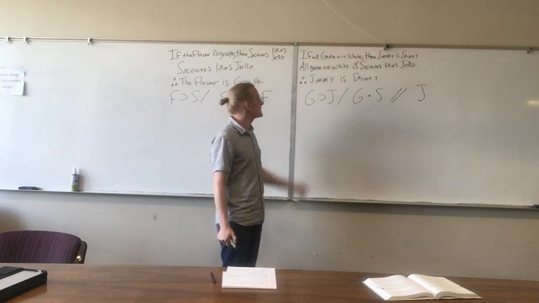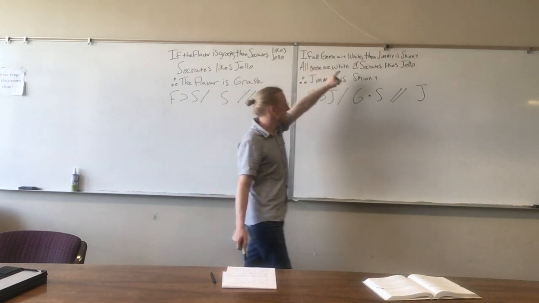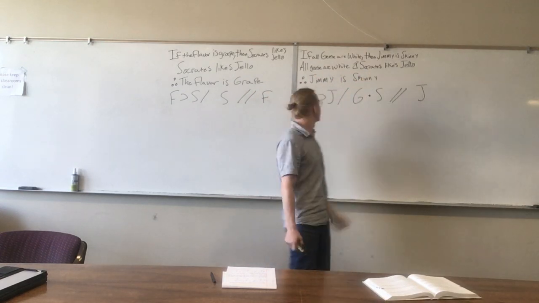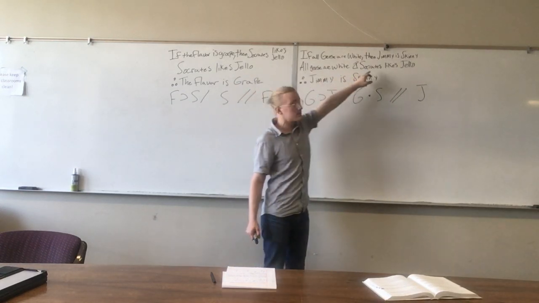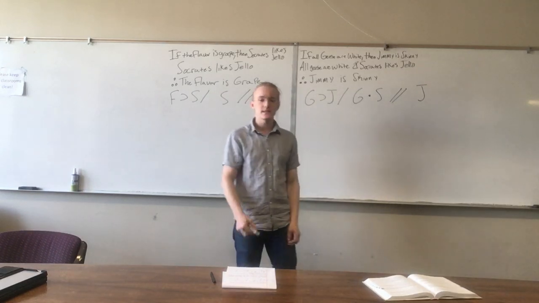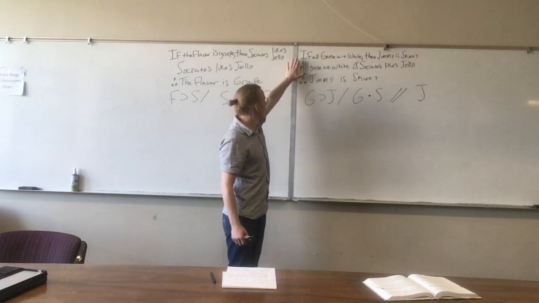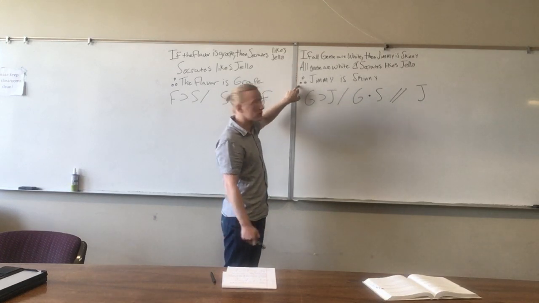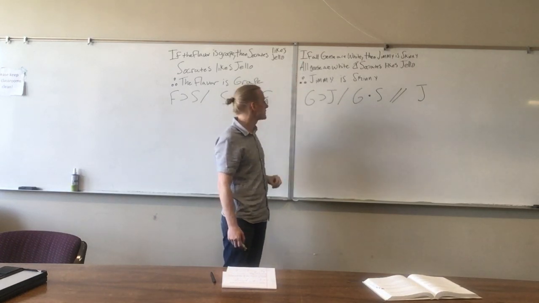The argument that I've written is that if all geese are white, then Jimmy is skinny. All geese are white and Socrates likes Jell-O. Therefore, Jimmy is skinny. So this is our argument. We have two premises and we have a conclusion. The conclusion, again, is marked out by the three dots, meaning therefore.